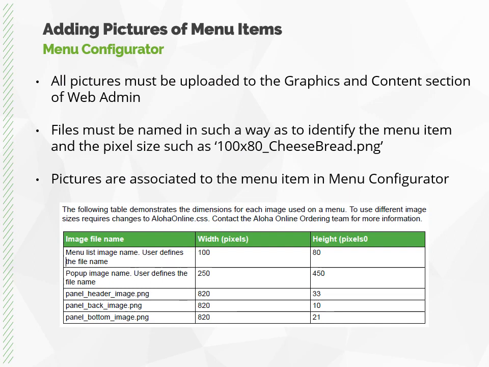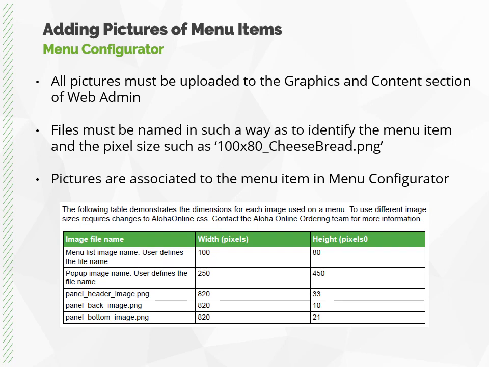Aloha Online Ordering enables you to add pictures of menu and modifier items to your web menu. You upload the pictures to the Graphics and Content page of Web Admin, and then you use Menu Configurator to associate the menu item to the picture. The picture displays alongside the item and its description in a submenu. You can also define a pop-up image to appear in the modifier pop-up window.